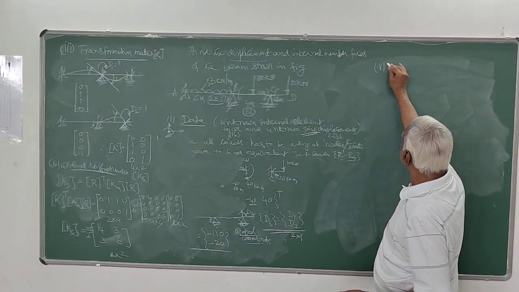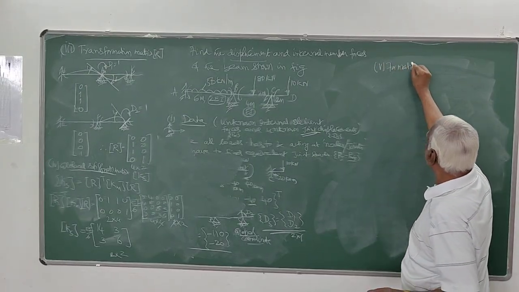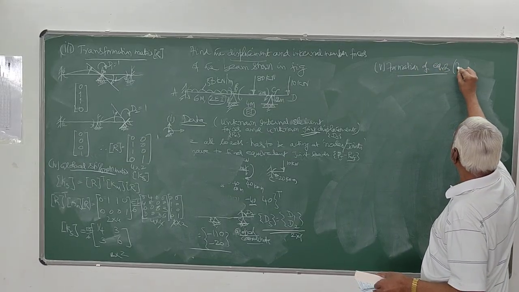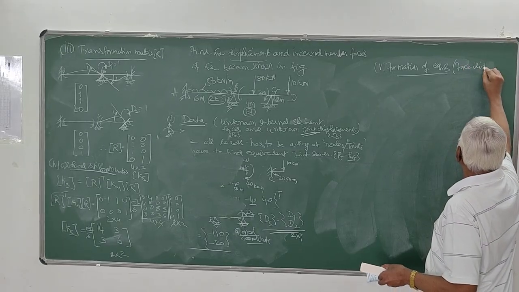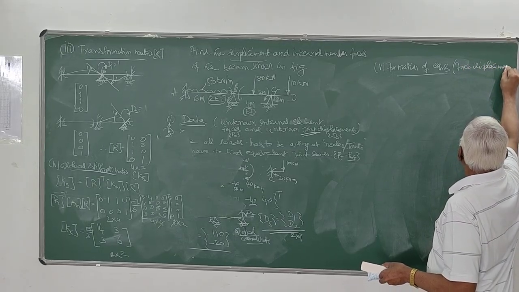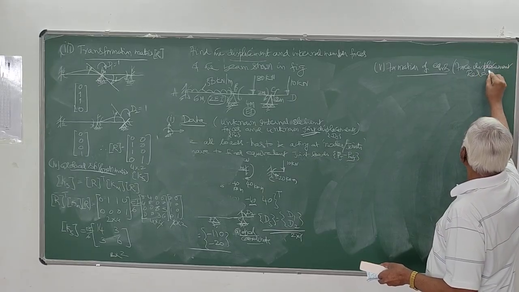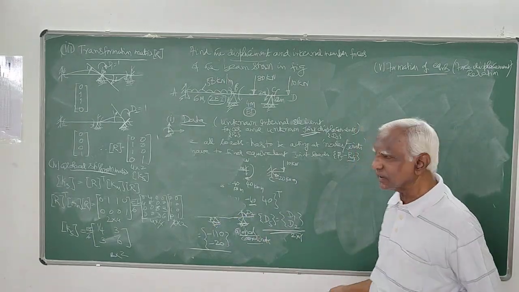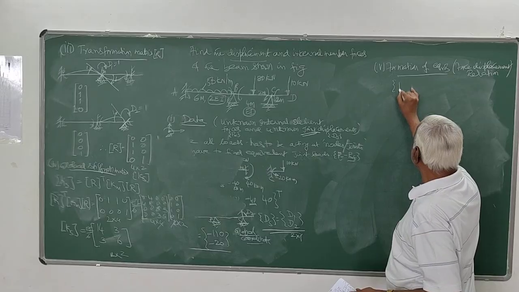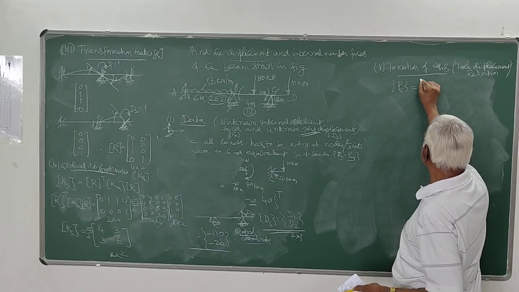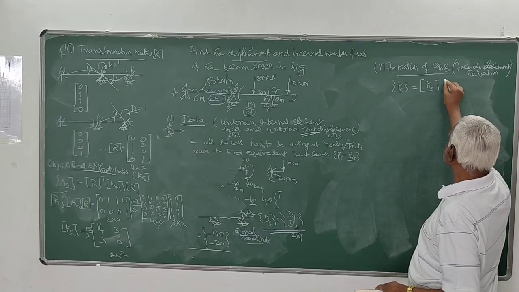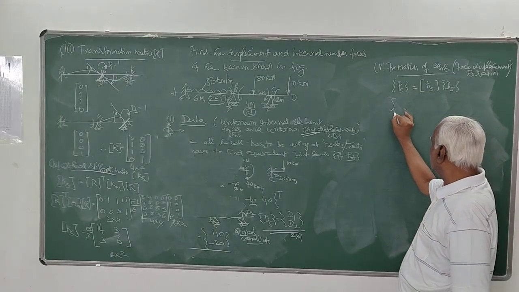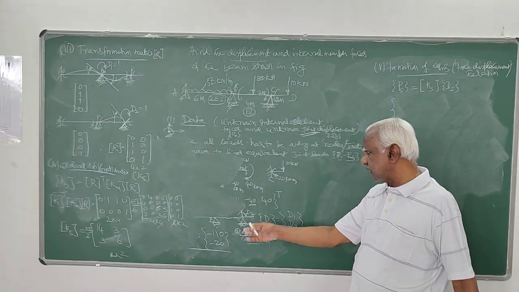Fifth step, formation of equations, or it is called the force displacement relationship. That is the equation P is equal to K. So I will formulate the equation Ps is equal to Ks ds. This is the equation. Ps, already you know, we have generated in the very first step.